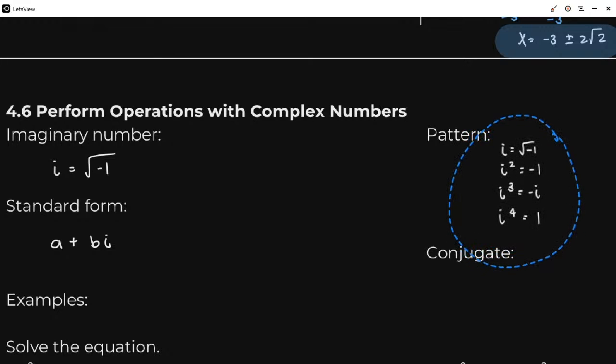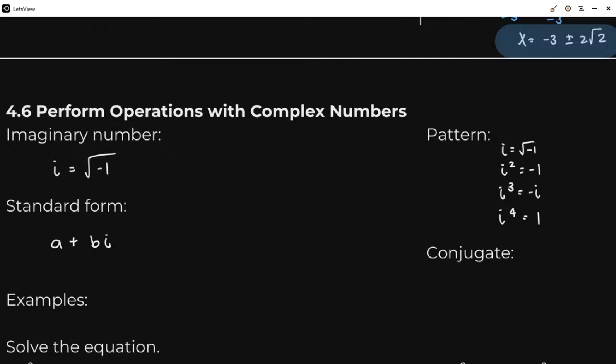I think in the book they don't have many questions like this, but on older SAT tests, I don't know how it is now, they would always ask for like i to the 200th power. So what you would do is take the exponent, divide it by 4, and whatever the remainder is, that's what the answer will be.